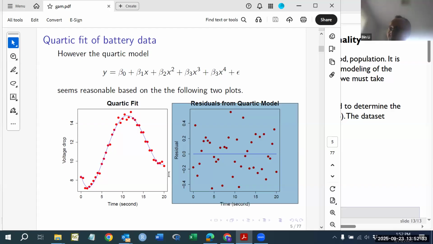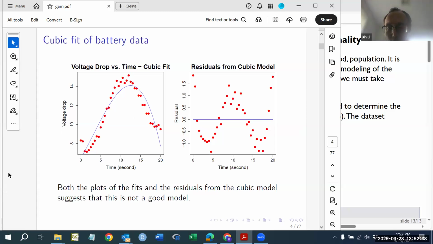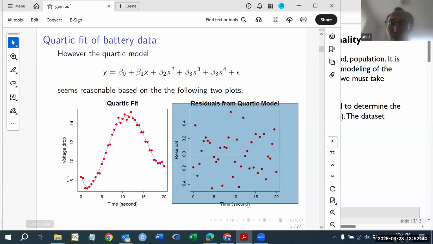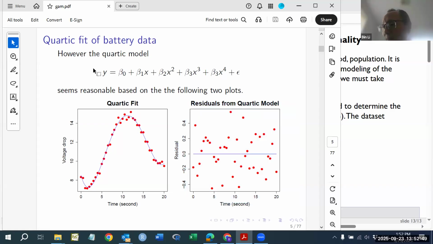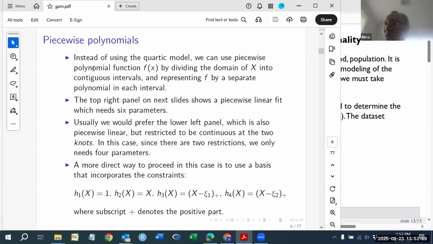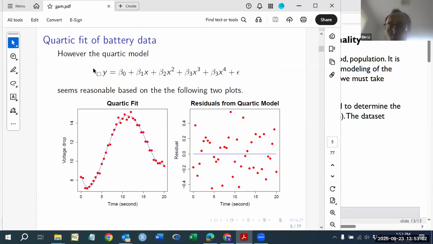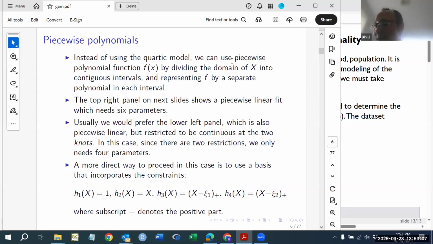But this example just shows that in reality, it's not easy for us to find a good parametric model. So this one is lucky. We just found out that the fourth order term is good. But in reality, if you give me a data set, I may not be able to find that. So what should we do? Instead of modeling through the quadratic model or the cubic model, we can have some other choices.